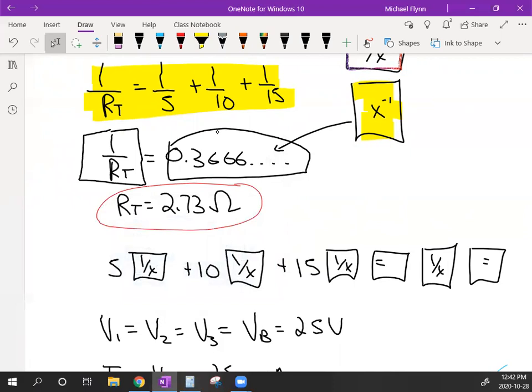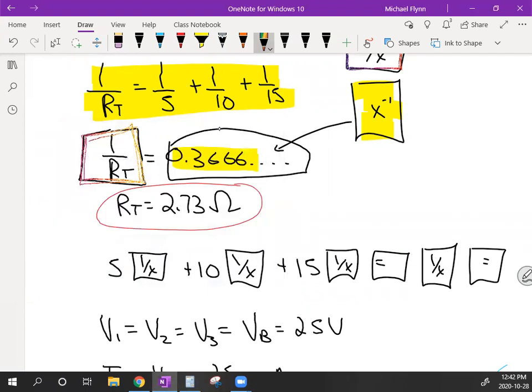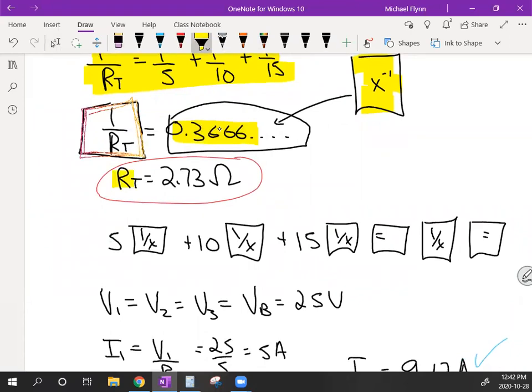I rounded that, but that's not equal to the total resistance. That's equal to 1 over the total resistance. So to find the total resistance, I have to take the reciprocal of that number. In other words, I have to do 1 over that one more time. So I press my magic button one more time, and I get 2.73 ohms. So that's my answer right here, 2.73 ohms.